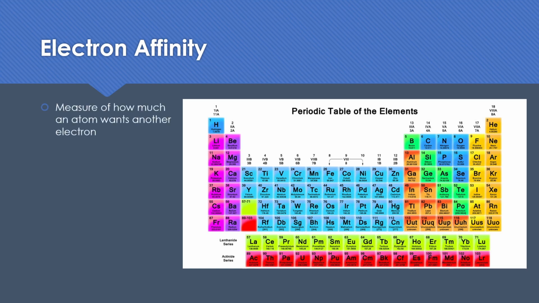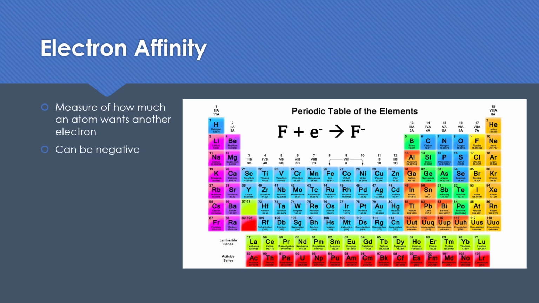And electron affinity is how much an atom wants another electron. The reason I say that rather than giving an electron to another atom is because we measure this in terms of kilojoules per mole. We measure the enthalpy of this half reaction: fluorine plus an electron giving me fluoride minus.